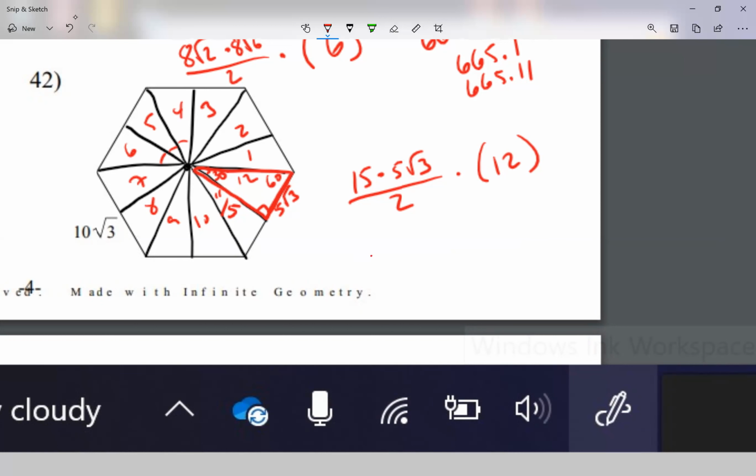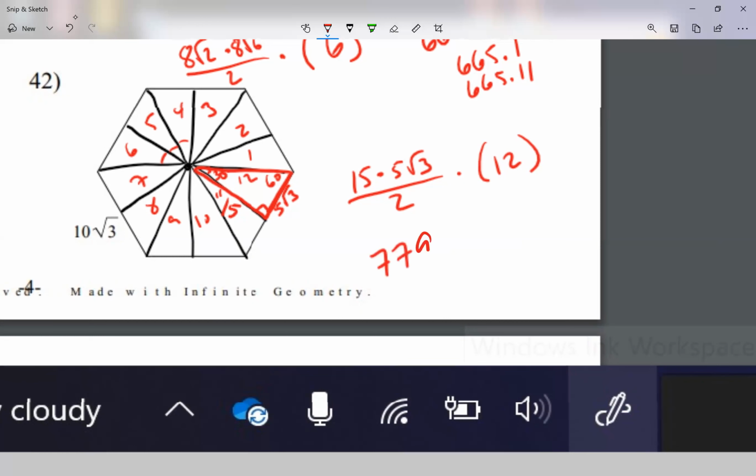My calculator gives me 779.4228634. And obviously round it to as many decimal places as required. If it's one decimal place, 779.4. If it's two decimal places, 779.42. Okay.